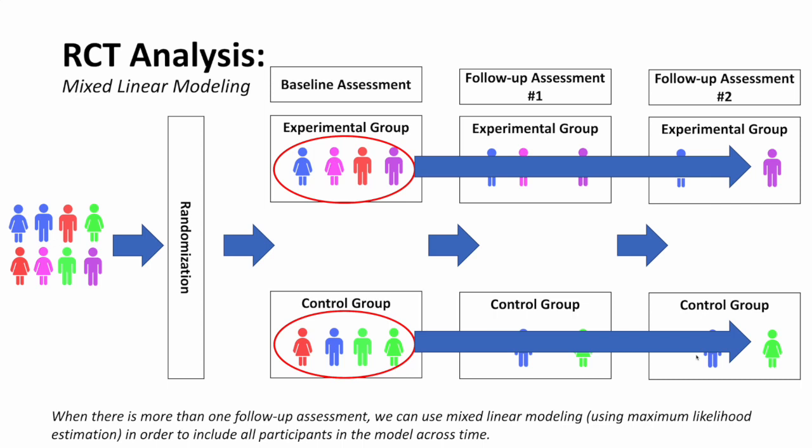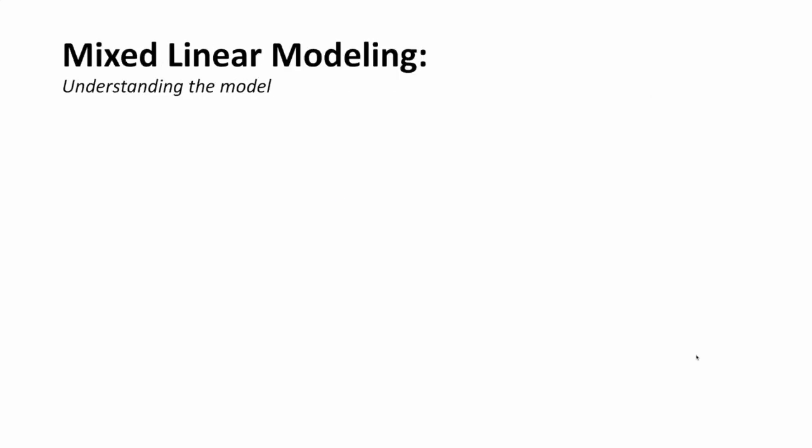So again, it's really, really beneficial to do mixed linear modeling within an RCT because it allows us to still adhere to the intention to treat principle by including all individuals as long as they have baseline data, because we can then use maximum likelihood estimation in order to look at group differences across multiple time points. However, in order to do this, we need to have at least two different time points in terms of follow-up assessments. So how does this work exactly?